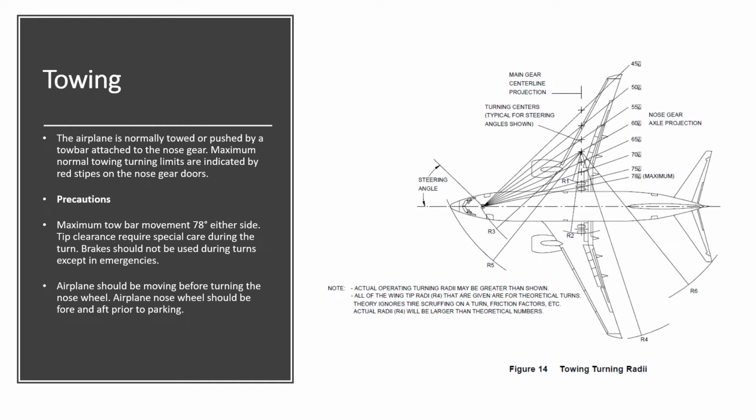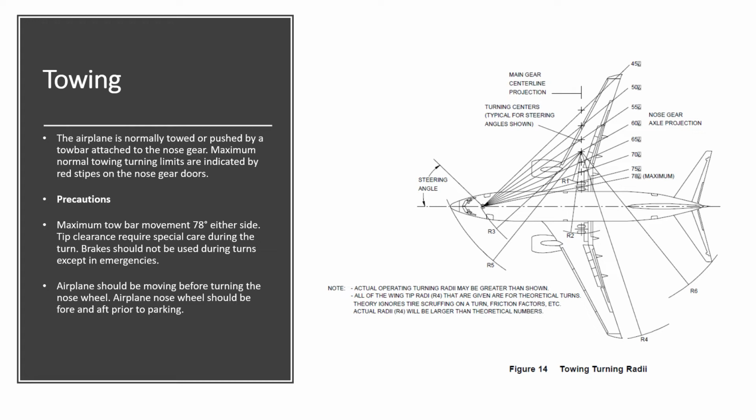For towing the aircraft, then you just hook up and go, but there is a maximum angle you're allowed to deflect the nose wheels, and that is indicated by a couple of red stripes on the nose gear doors, which works out at a maximum tow bar movement of 78 degrees either side. Obviously, when you're towing, you need to make sure the wingtips are clear, etc., etc.